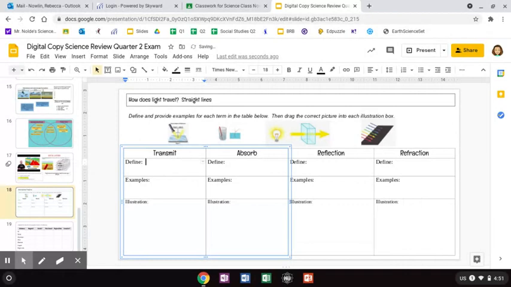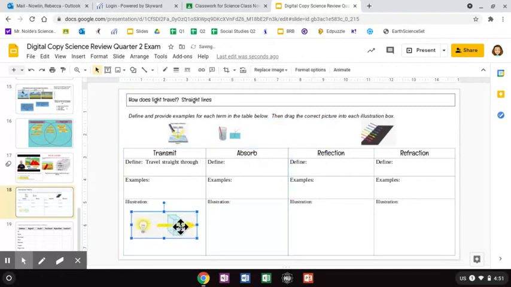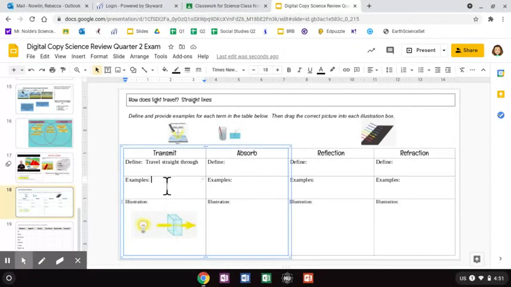So transmit is to travel straight through. So that would be like this picture. So the light is just going straight through. It's not bending, it's not bouncing back, it is just transmitting straight through. So examples of things that transmit would be a window, clear plastic wrap.